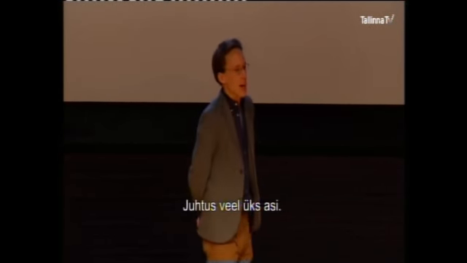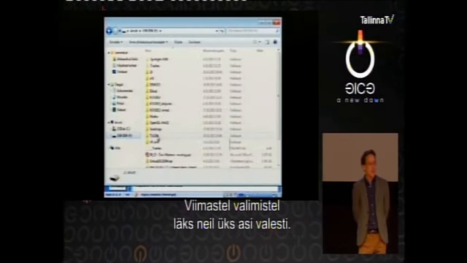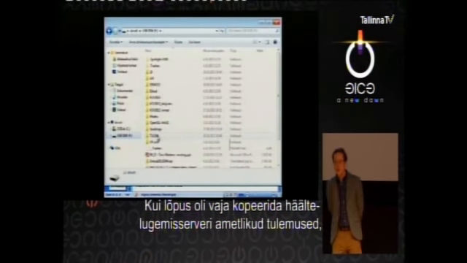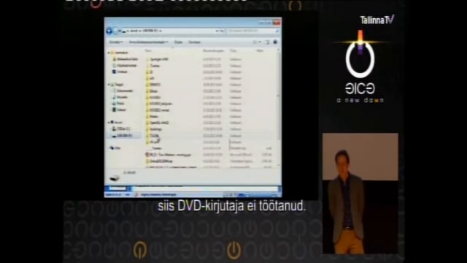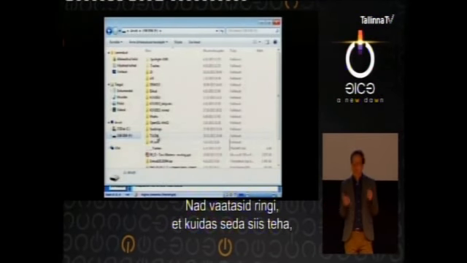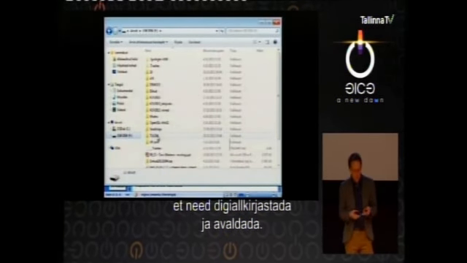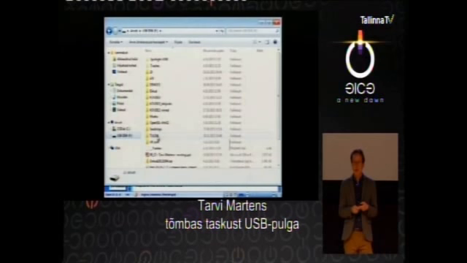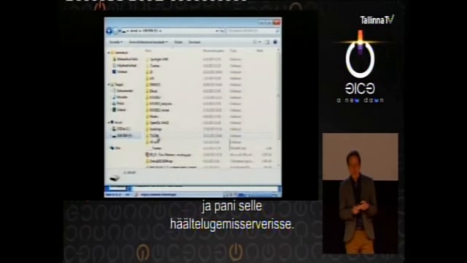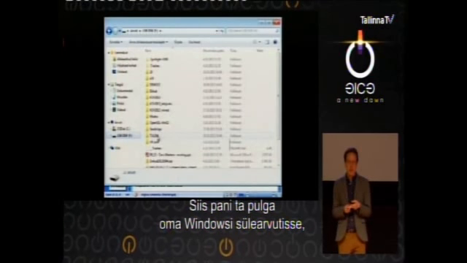All right, here's one more thing that happened. So they had some things go wrong in the last election, including that at the end, when it was time to copy the official results out of the counting server, the DVD burner wouldn't work. And so they looked around, well, how are we going to do this? Well, we have to copy them off and bring them onto another system to digitally sign them and publish them. Well, so Tarvi Martins pulled the USB stick out of his pocket and put it into that counting server, you know, the only thing that knows what the real votes are, and then plugged it into his Windows laptop and signed the votes and published them.